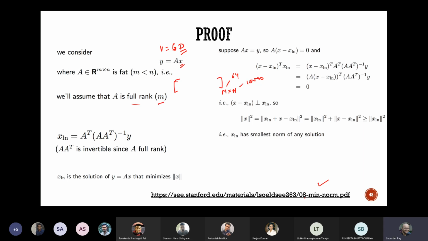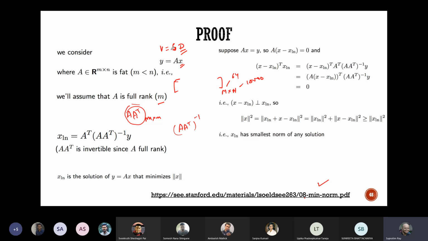Okay, so what that means essentially is that if I do AA transpose, which now is going to be an M cross M matrix, or a 64 cross 64 matrix, this is going to be invertible. None of its columns or rows are going to be dependent on each other. So I can actually do (AA transpose) inverse.